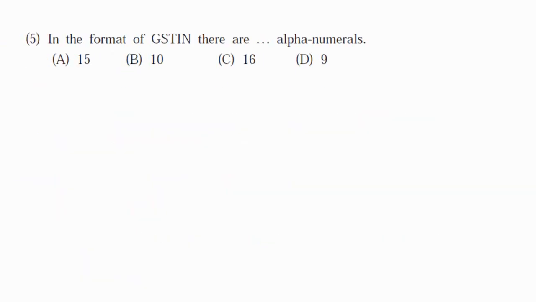In the format of GSTIN, there are alphanumeric characters. We know this as well, we studied this, there are 15 digits, or 15 alphanumerals.